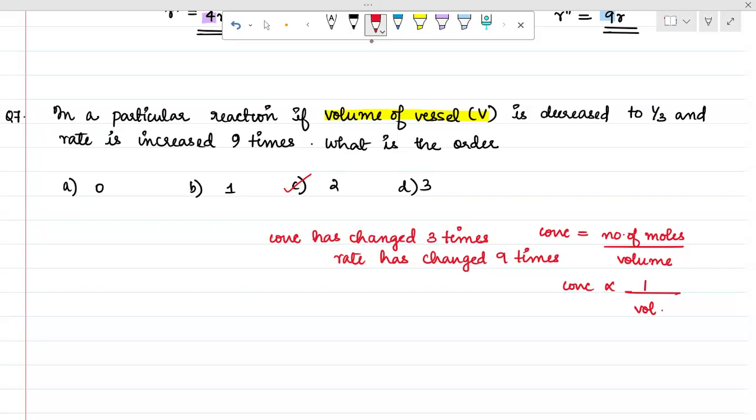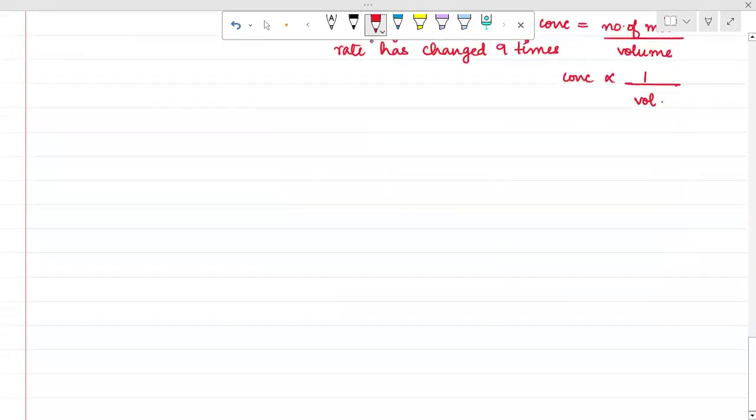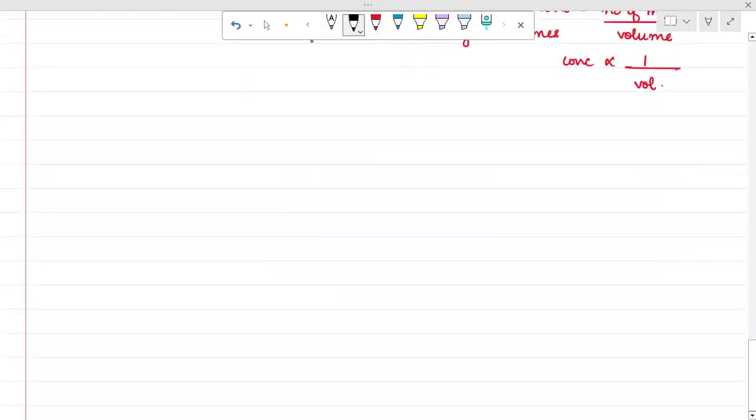The only takeaway from this question is the questioner does not always ask in the terms of concentration. They might also give it in terms of volume. And we know that concentration and volume are inversely proportional. That's it. Okay? One more question. Question number 8.